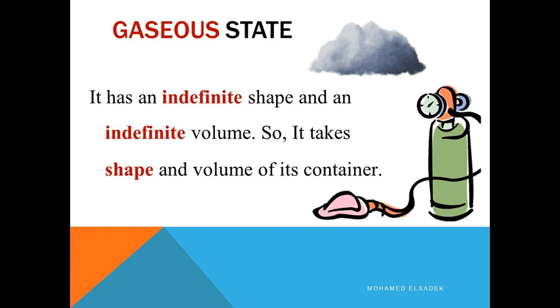It has an indefinite shape and an indefinite volume. Why? Because it takes the shape and the volume of its container. لأنها بتأخذ شكل وحجم الإناء الذي يحتويها. Some other examples of gaseous matter: oxygen and nitrogen. يبقى أجي أسألك وأقول لك give reason. Gaseous matter has an indefinite shape and an indefinite volume. Why? Because it has the shape and the volume of its container.